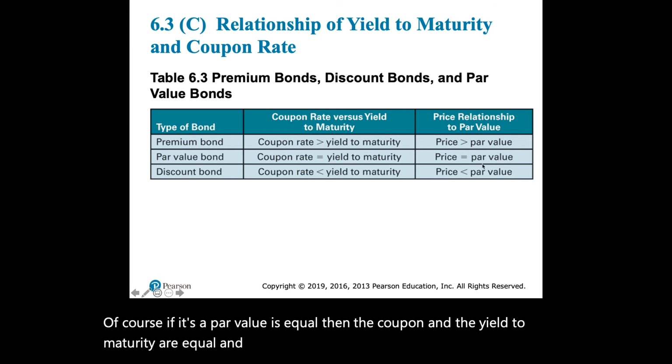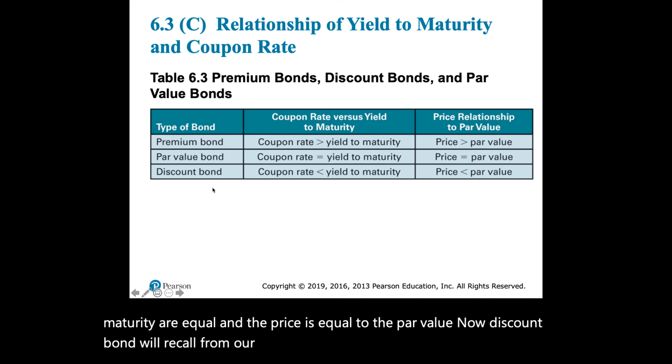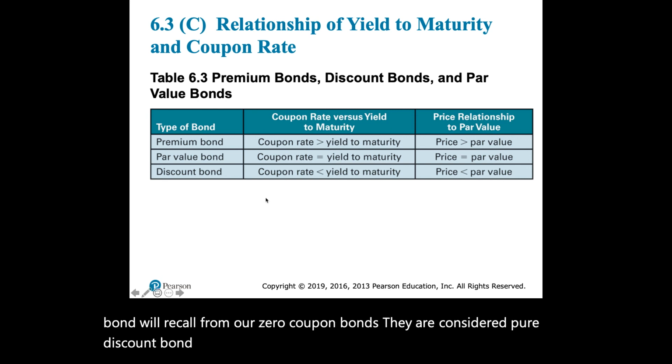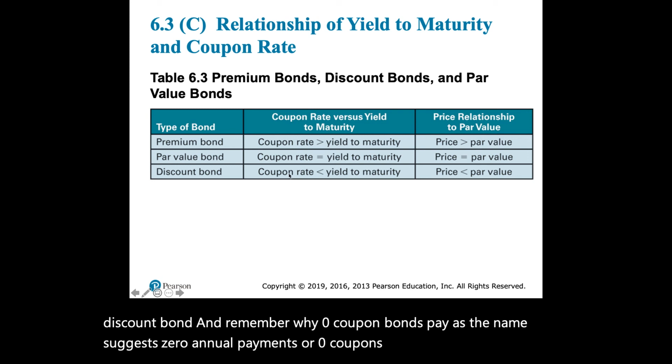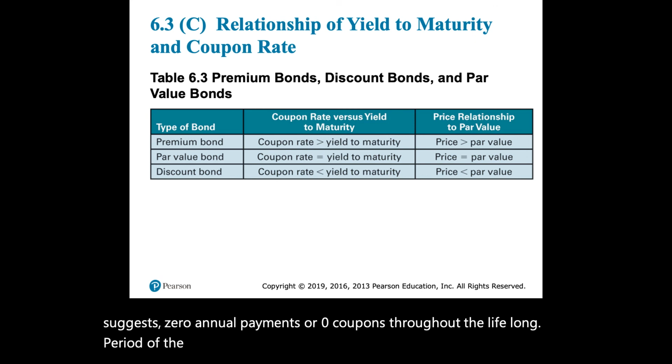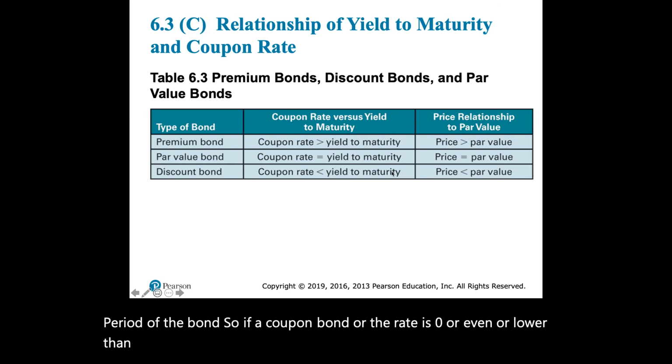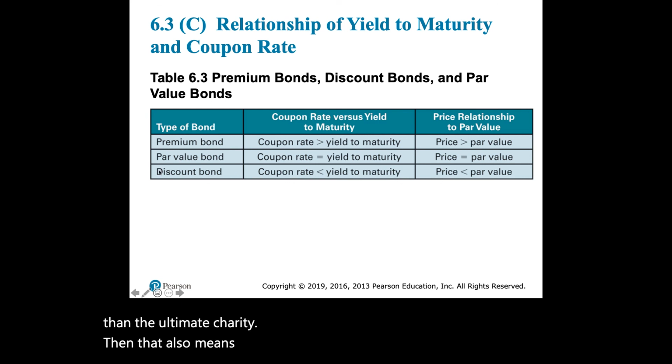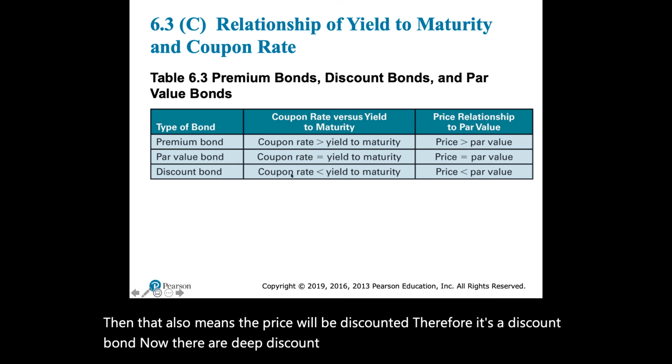Now, discount bonds. If we recall from our zero coupon bonds, they're considered a pure discount bond. And remember why? Zero coupon bonds pay, as the name suggests, zero annual payments or zero coupons throughout the lifelong period of the bond. So if the coupon rate is zero or lower than the yield to maturity, that also means the price will be discounted. Therefore, it's a discount bond. Now, there are deep discount bonds. They might have a very low coupon rate, but it's certainly lower than the yield to maturity.